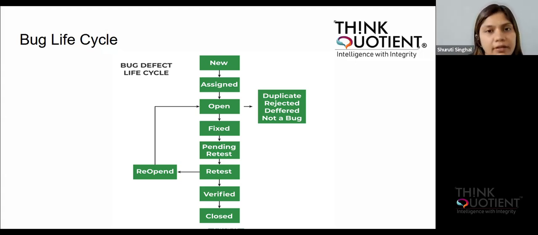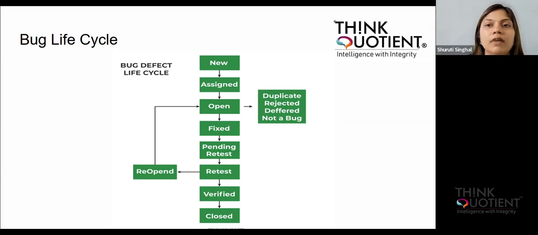Whenever there is a defect which is reported by the tester, it takes certain states. When I talk about the states, the very first state is the new state. So what happens in the new state? Whenever there is any new defect identified by the tester, it falls into the new state. It is the first state of your bug life cycle, and the tester is going to provide a proper defect document to the development team, so they can refer to the defect document and fix the bug accordingly.